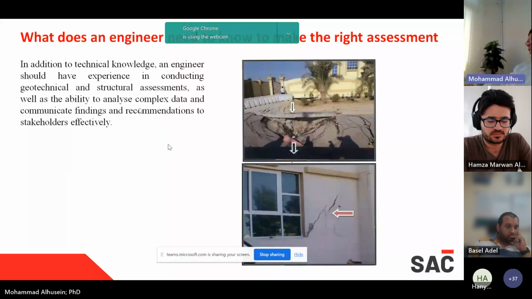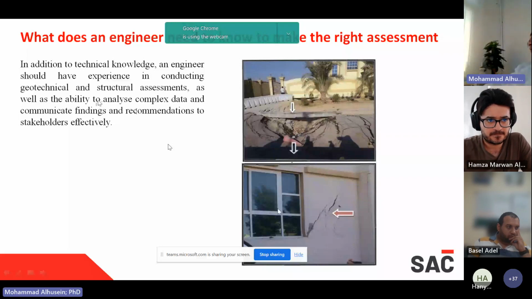What does the engineer need to know to make the right assessment? In addition to technical knowledge, an engineer should have experience in conducting geotechnical and structural assessment, as well as the ability to analyze complex data and communicate findings and recommendations to stakeholders effectively.